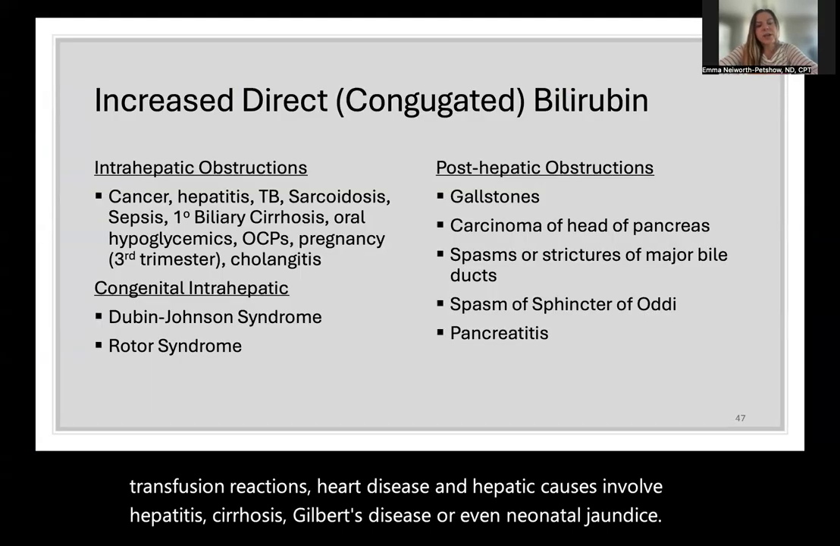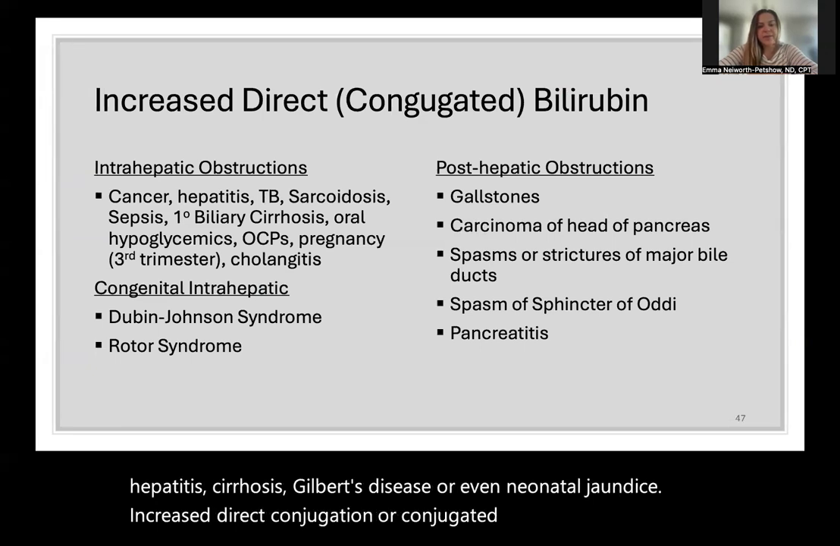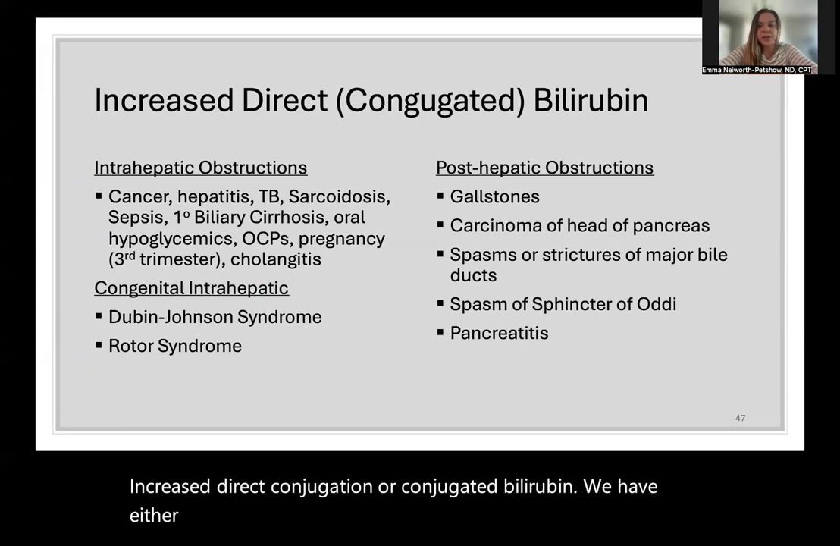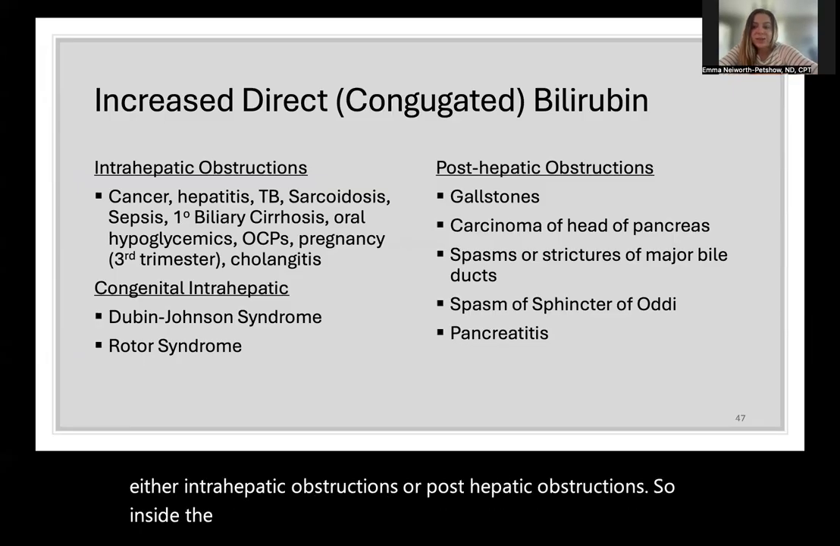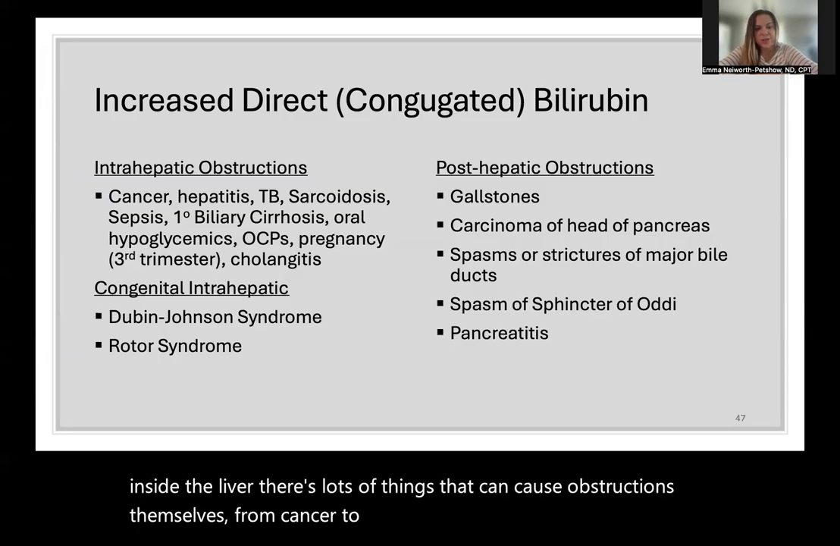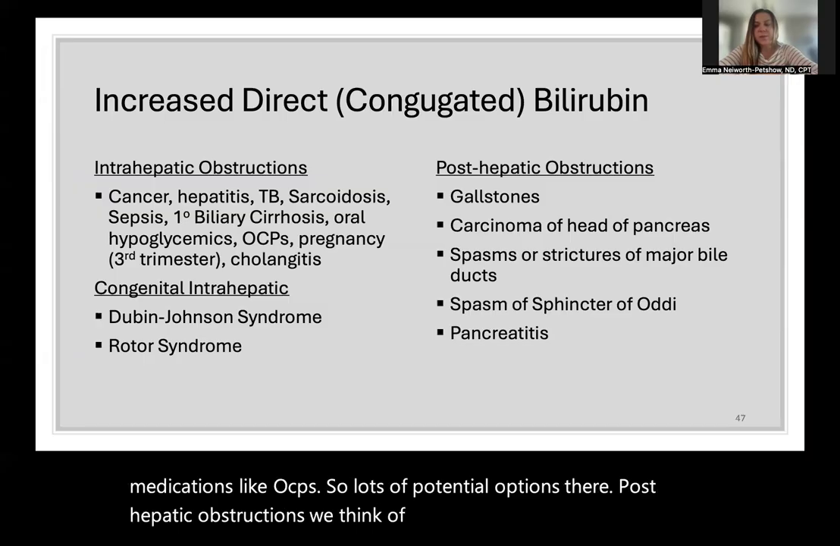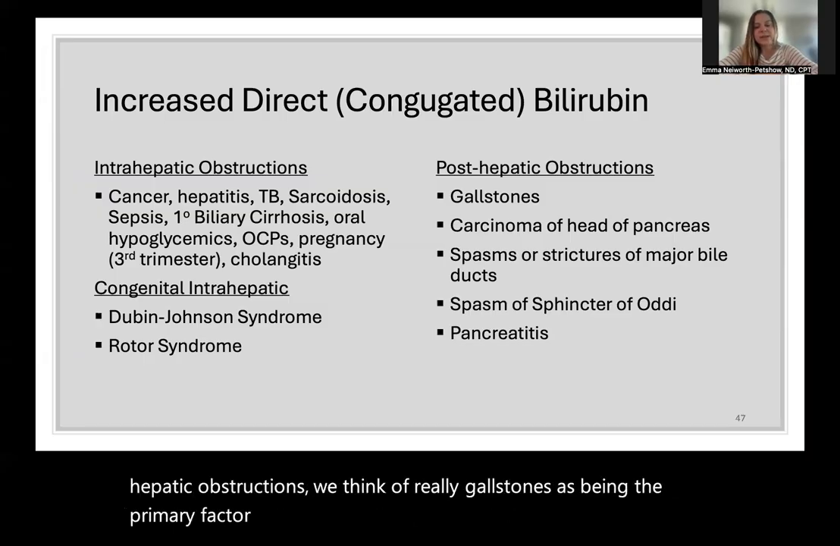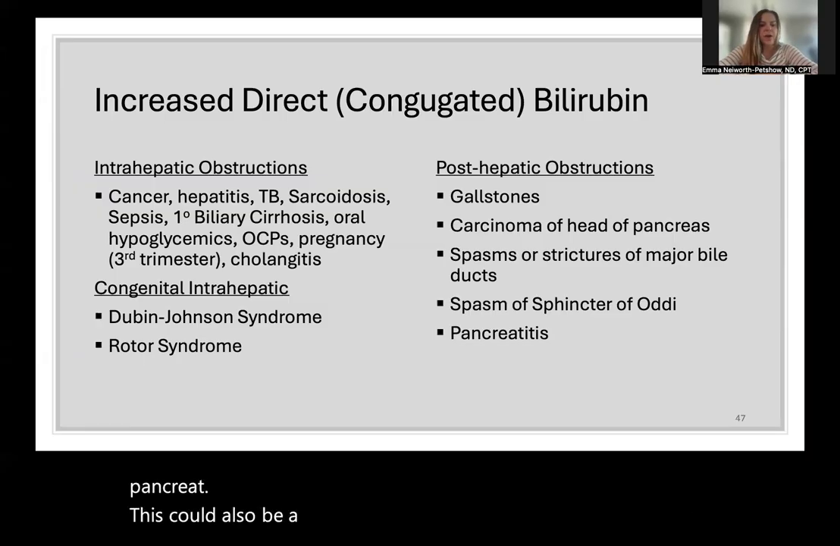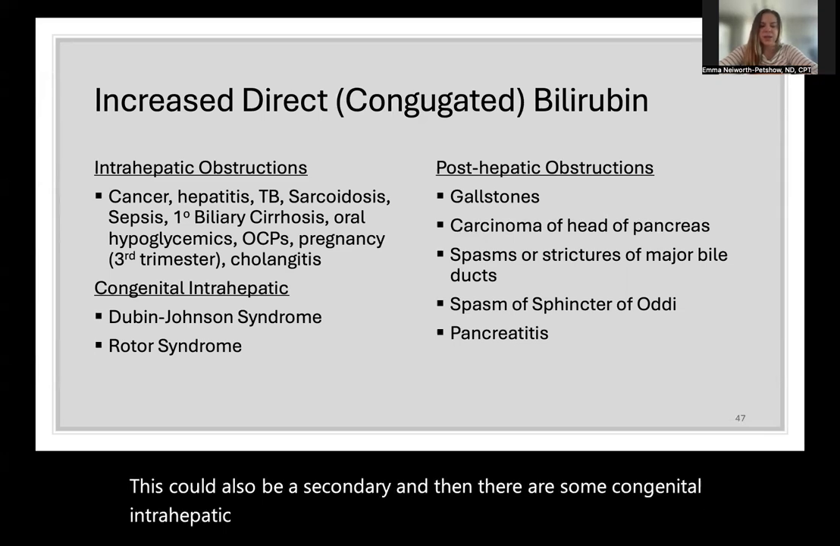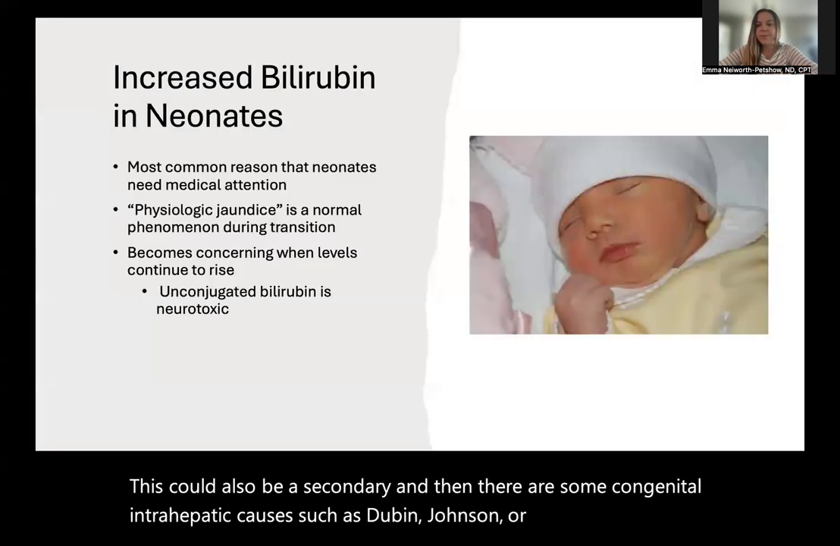Increased direct or conjugated bilirubin, we have either intrahepatic obstructions or post-hepatic obstructions. Inside the liver, there's lots of things that can cause obstructions themselves, from cancer to inflammatory conditions to even medications like OCPs. So lots of potential options there. Post-hepatic obstructions, we think of gallstones as being the primary factor, although pancreatitis could also be a secondary. And then there are some congenital intrahepatic causes such as Dubin-Johnson or Rotor syndrome.